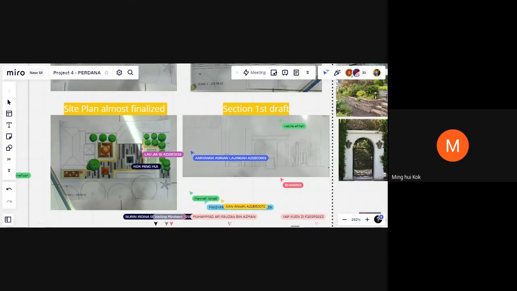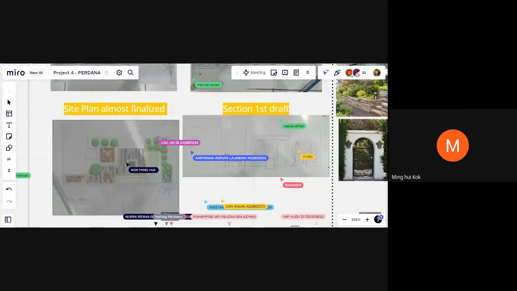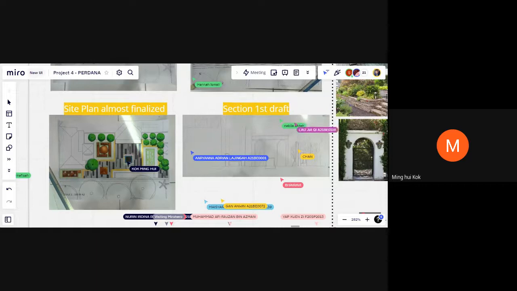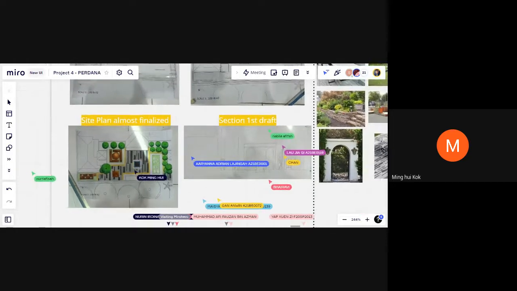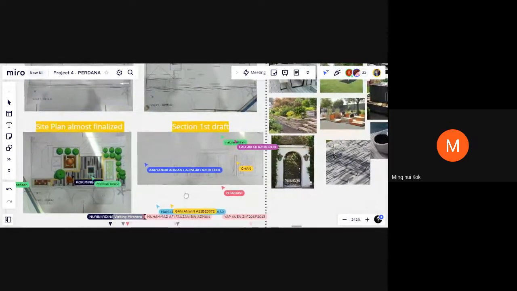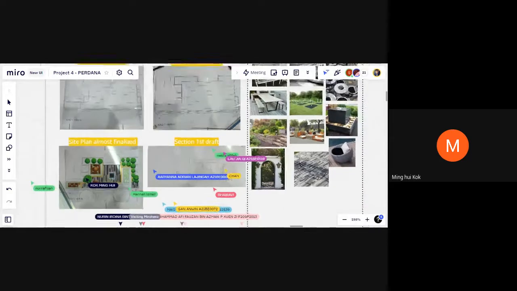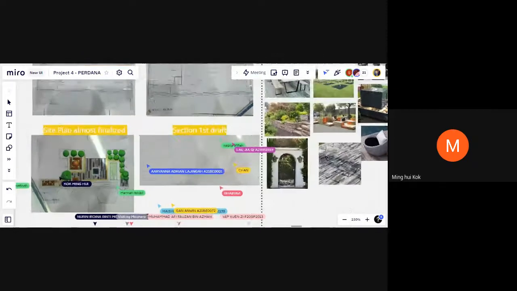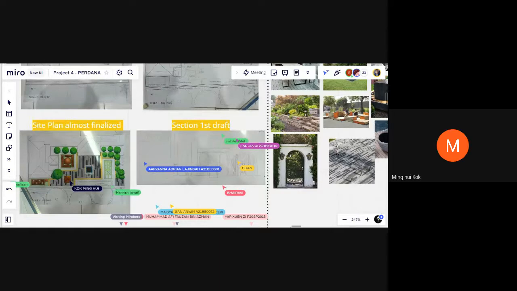For the middle one, this is the fountain. I put this as the focal point in my plan. And around the fountain is the acrylic lighting. Then this is the shelter. I put the shelter here because it is like a connection from the building to the planting area. And I think this shelter is useful during rainy days, so people can rush to the building. Then here is the deck.